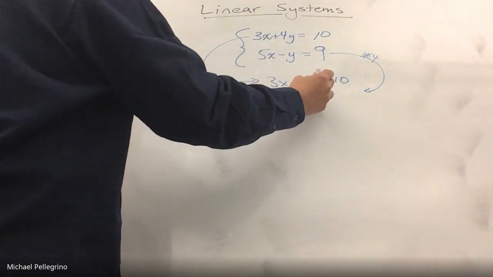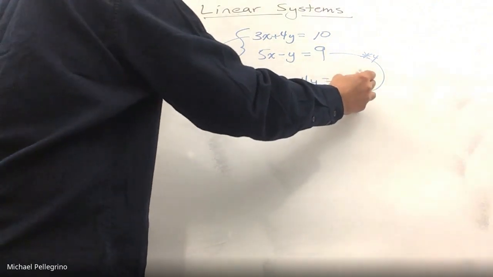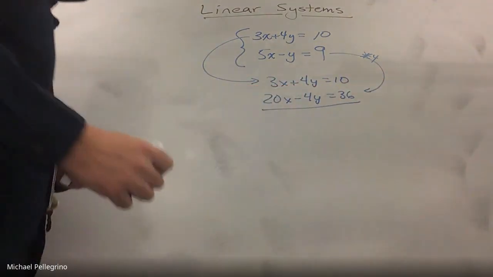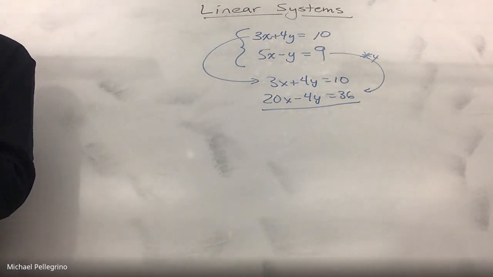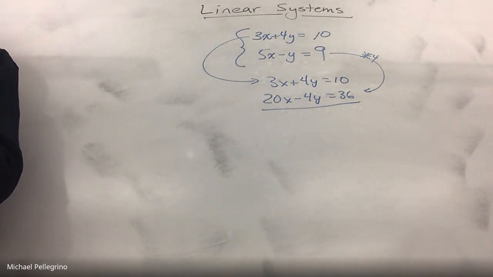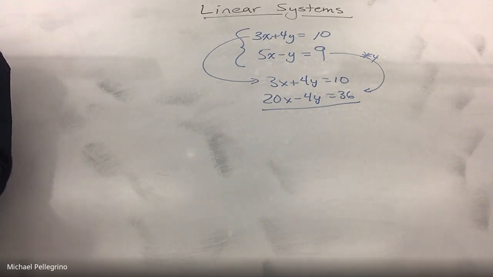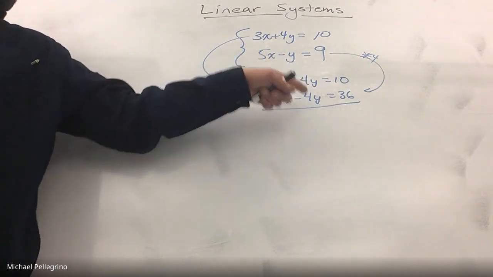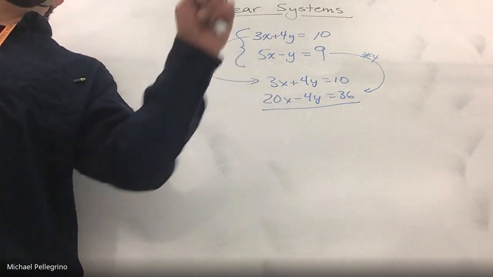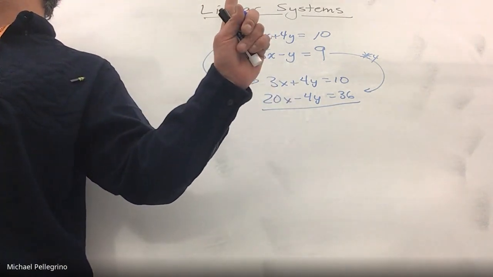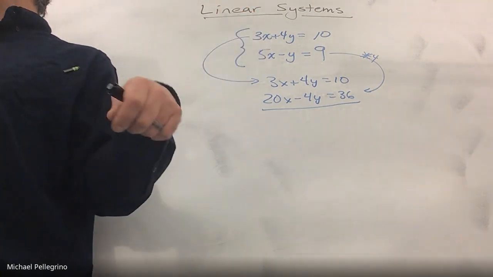20x minus 4y equals 36. Does anybody know why I multiplied it by 4? What do you think, Danielle? We'll cancel off the 4y. Yeah, because when I add them together, 4y minus 4y is going to be 0, and then I'm just going to be left with one variable, which I can solve for.